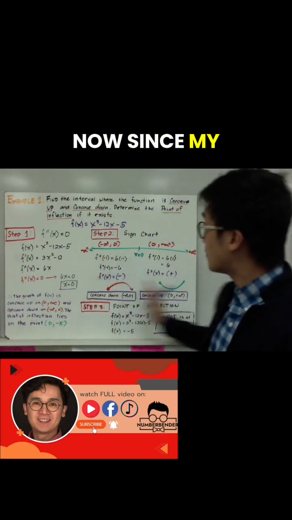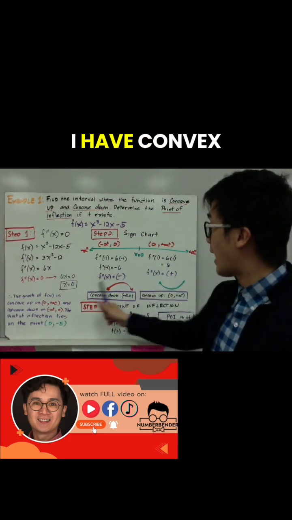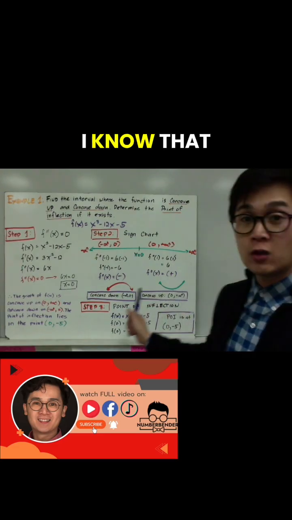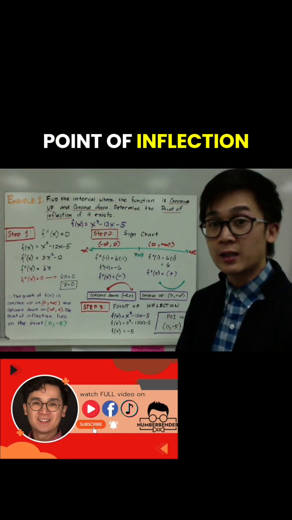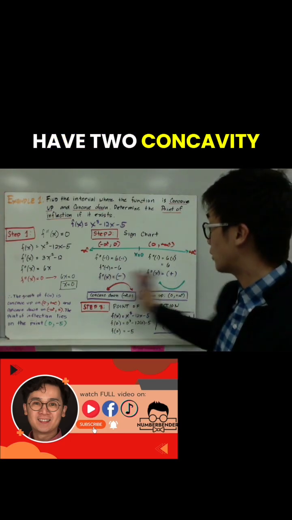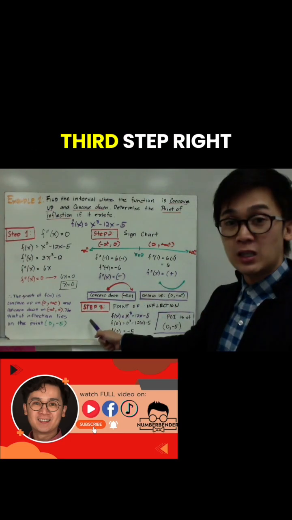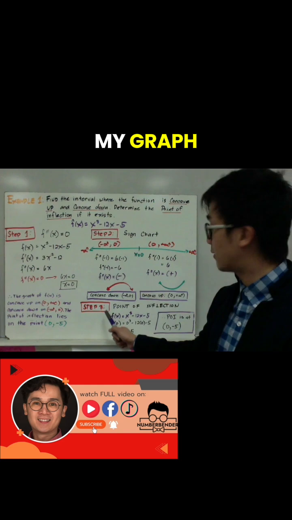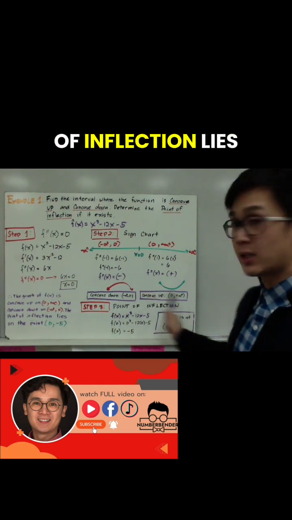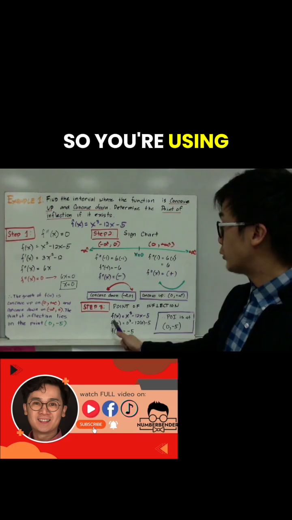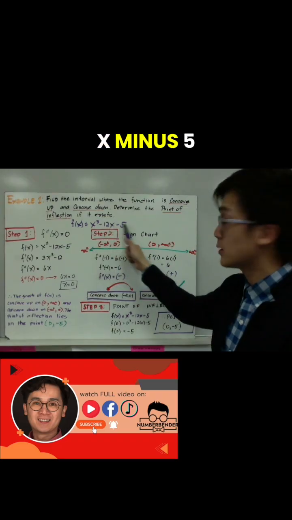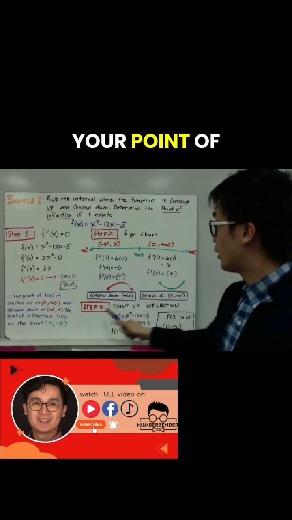Now, since my concavity is changing, I have concave down and concave up, I know that the point of inflection exists because I have two concavities. So for this third step right here, I just need to find that particular point in my graph where the point of inflection lies. So you're using the original function, which is f of x equal to x cubed minus 12x minus 5, to check for your point of inflection.